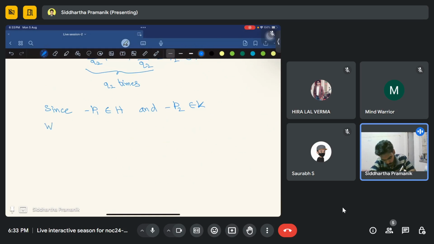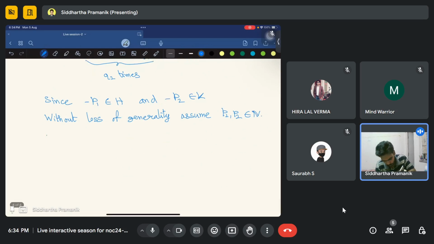So without loss of generality, we can assume P1 and P2 both are positive, which means they are natural numbers. Okay. So now, what is this integer? P1 times P2.